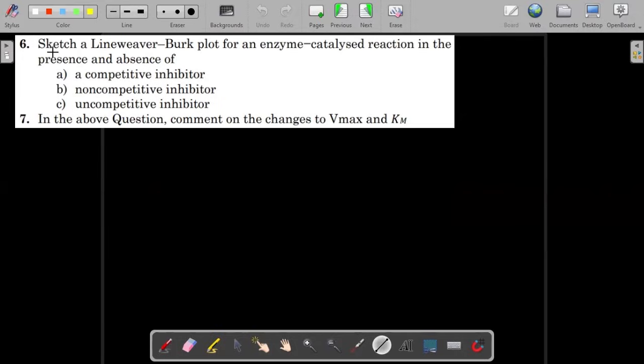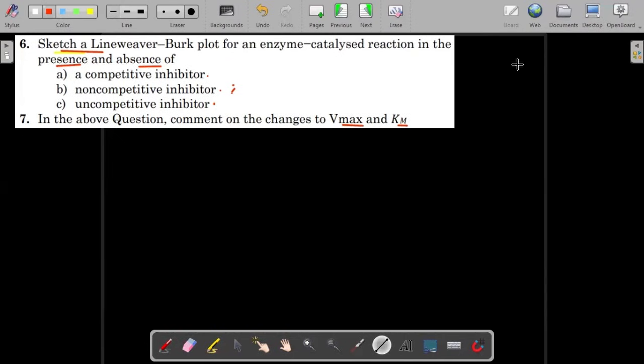So here they're saying sketch a Lineweaver-Burk plot for an enzyme catalyzed reaction in the presence and absence of one, a competitive inhibitor, a non-competitive inhibitor, and then an uncompetitive inhibitor there. And then question 6 has a follow-up question here, so we're going to answer them together. They're saying, in the above question, comment on the changes to the Vmax and to the Km.